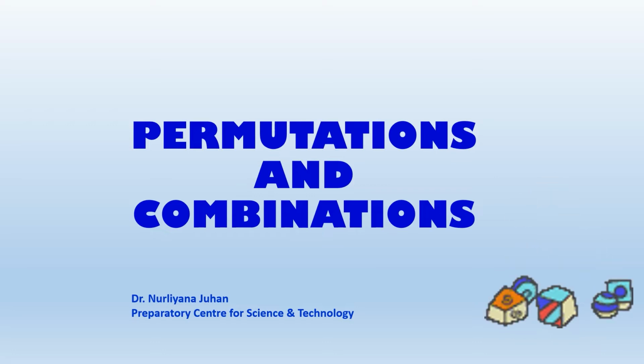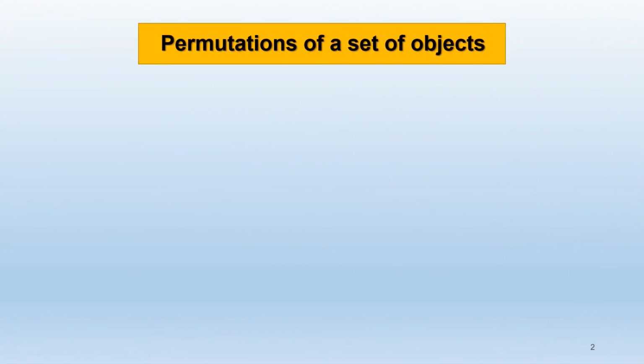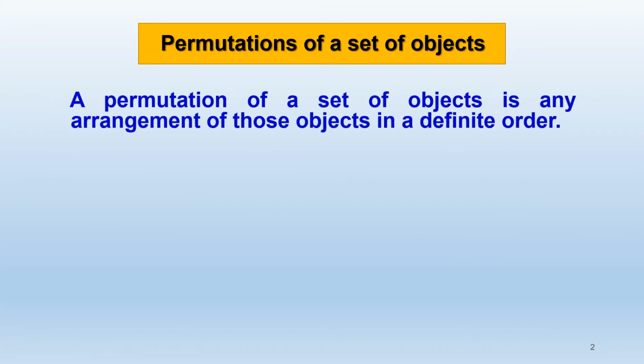So let's see first the permutation. What is permutation of a set of objects? Permutation of a set of objects is any arrangement of those objects in a definite order. Or in other words, order is important. Maksudnya dekat sini pilih atur tu mementingkan susunan.